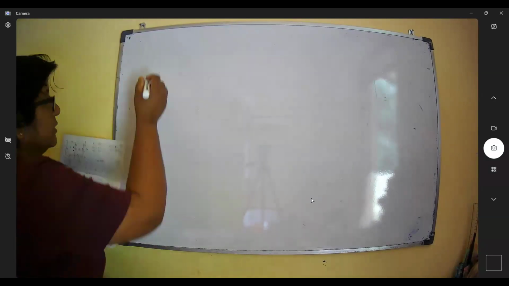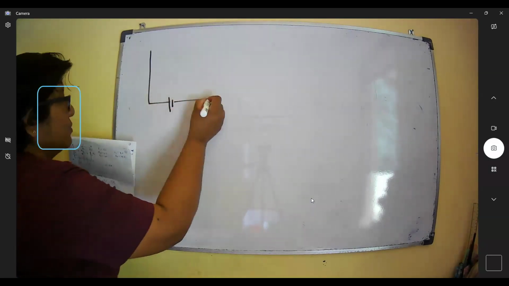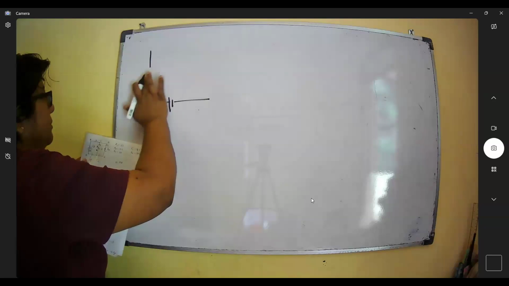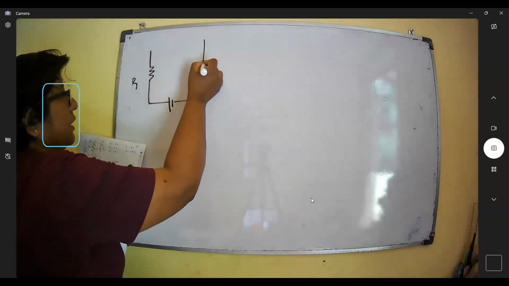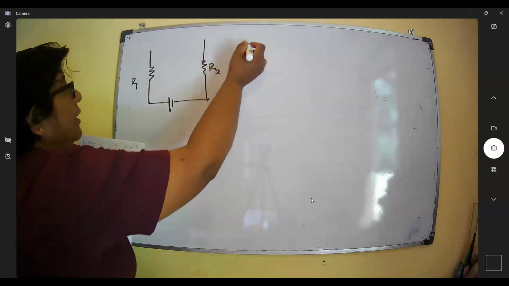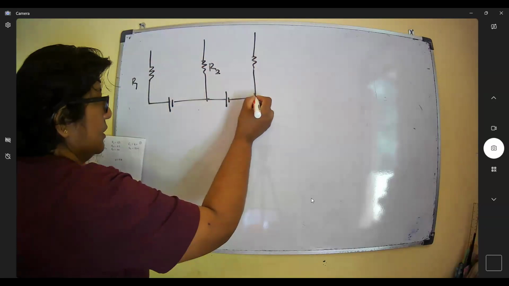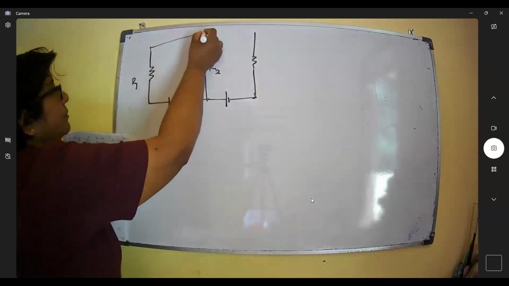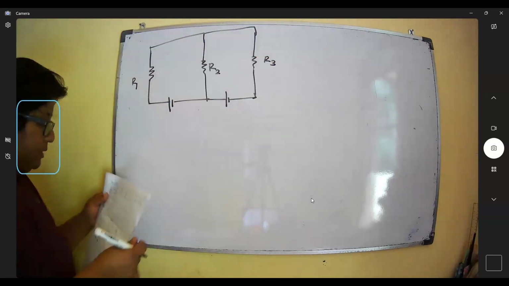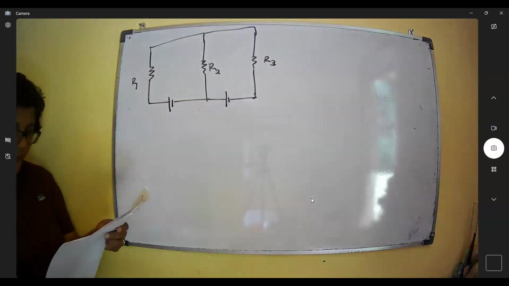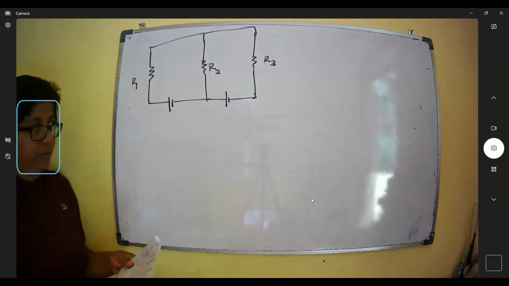I'm taking one circuit diagram with two batteries, so we cannot apply Ohm's law directly. The symbol of the resistance is like this: resistance R1, another resistance here R2, and the other one R3. And our second battery is here. We want to find the value of I2, the current flowing through R2. The question is, what is the current flowing through R2, right?